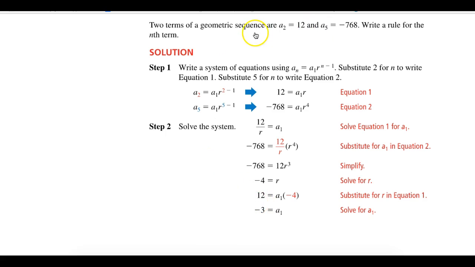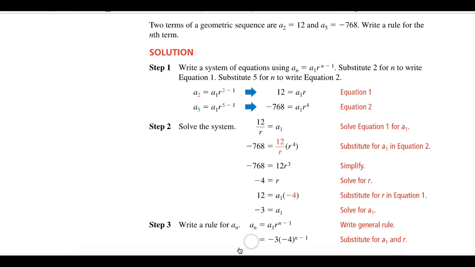We're just going to substitute it back into our general rule. So we get A sub n equals A1 times R to the n minus 1. Now that we know R and A1, we just substitute, and we get A sub n equals negative 3 times negative 4 to the n minus 1 power. Very simple right here. You're just going through each problem step by step. As we start to know less and less about our sequence, we just have to do a couple extra steps, just like with arithmetic.